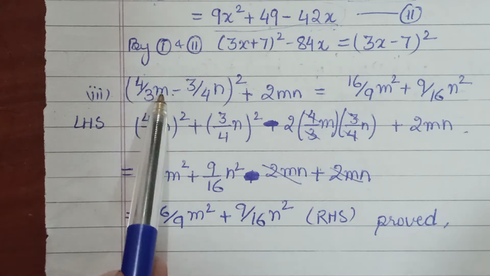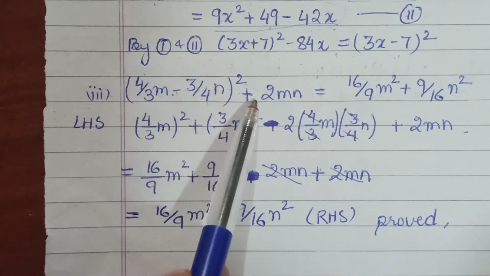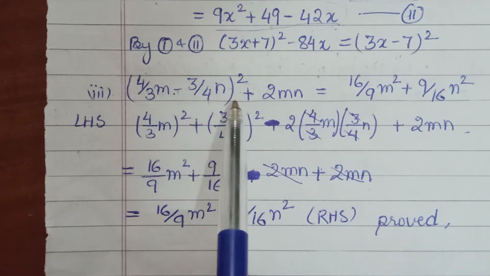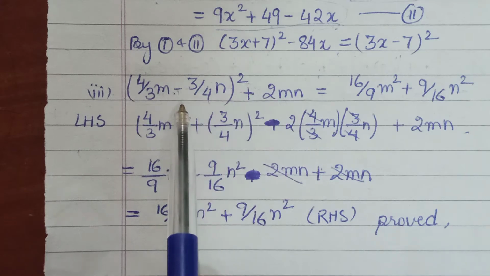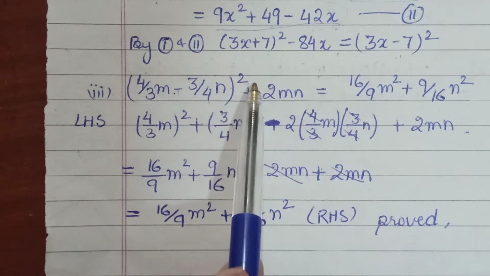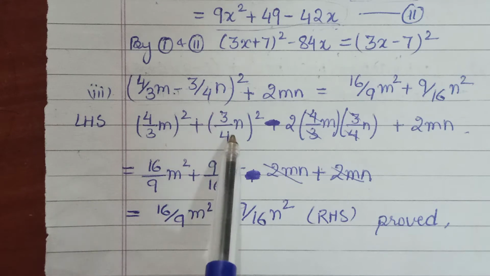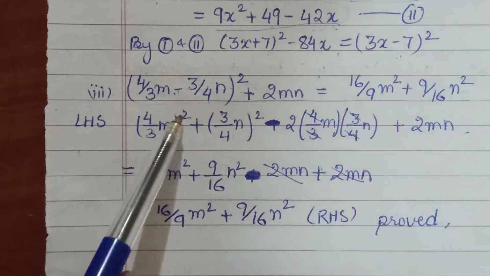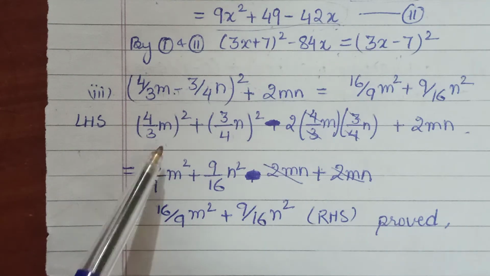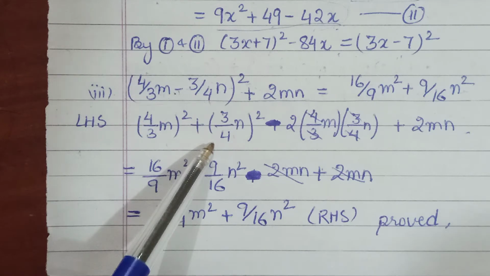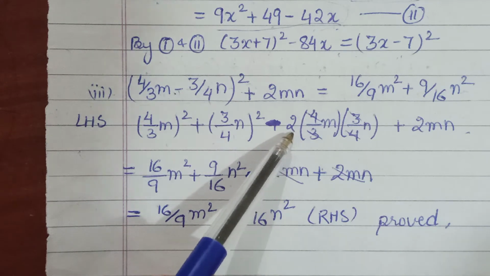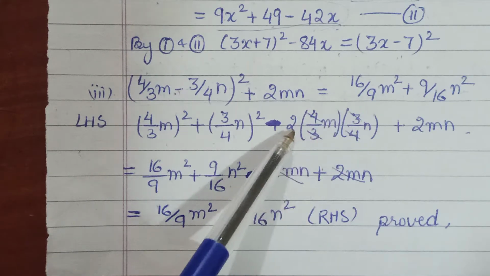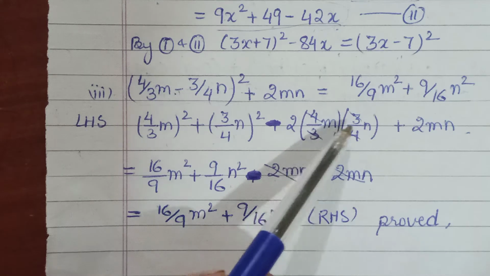You had 4 by 3m minus 3 by 4n whole square plus 2mn equals this much. So I started with the left hand side expression, what is before the equal to sign, and simplified that. The first portion is a minus b whole square again, so a square plus b square minus 2ab. If you simplify that, whole square, so 4 square is 16, 3 square is 9, m square, likewise 9 upon 16 n square from here. Then this, children, if all numbers are multiplied first, your 4 here, 3 here, 3 is getting cancelled. So we are only left with 2 and then the variables mn.